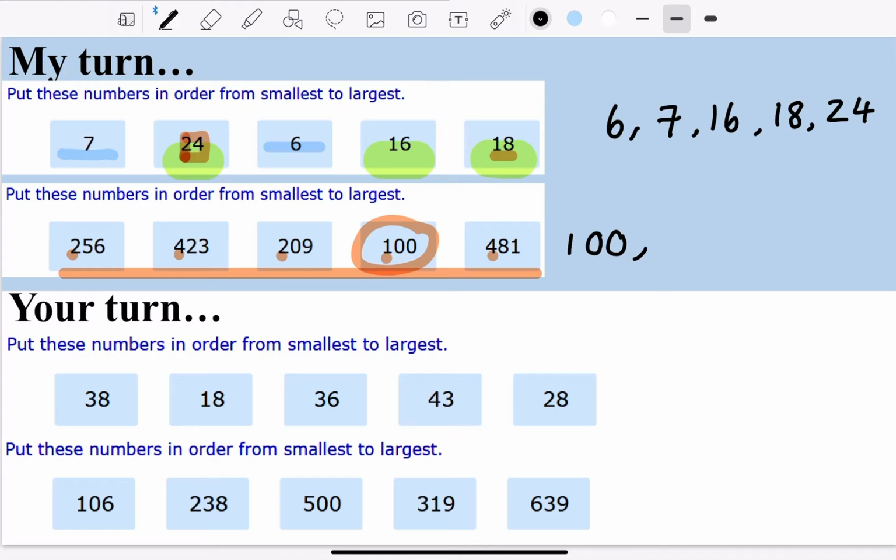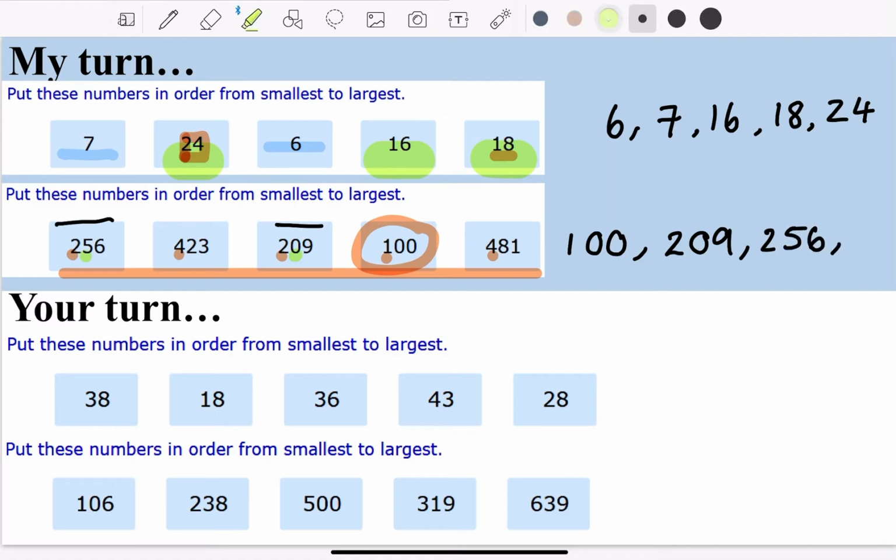Now, I know 2 is definitely smaller than 4, so I need to start by comparing these two numbers next. Because they have the same number in the hundreds column, I now need to look in the tens column. So I've got 5 and I've got 0. 0 is definitely smaller than 5. This goes next. Then as the only other number left with 2 in that hundreds column, 256 is next.